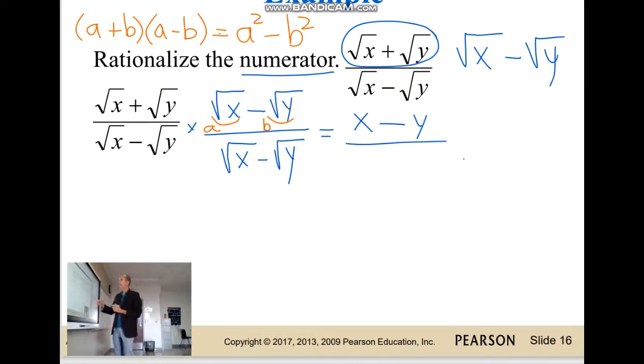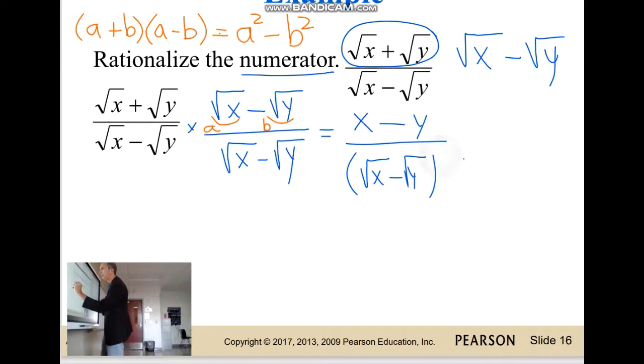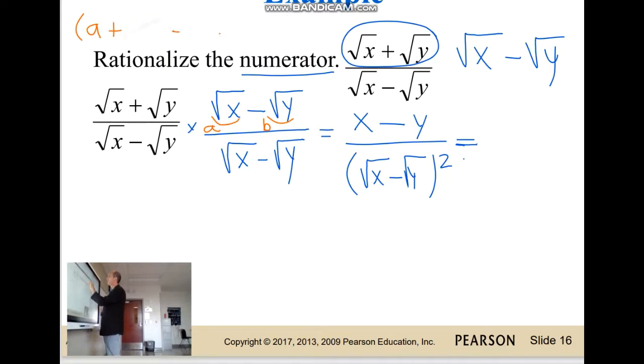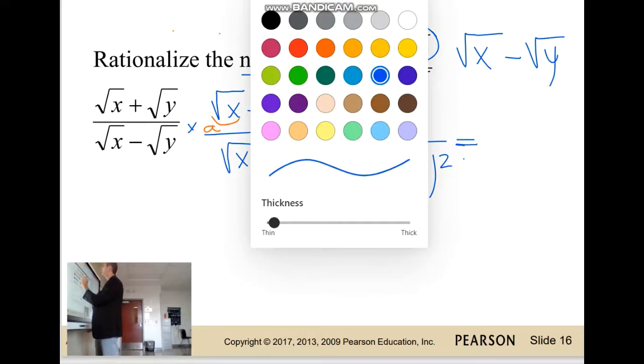And on the bottom, check it out. We have this is going to be a square, square root of x minus square root of y, squared. And there's another special product that we can use here that can help us simplify this. Let me just erase this special product we have used already. And let me write down the other special product that we are going to use, this one in green.